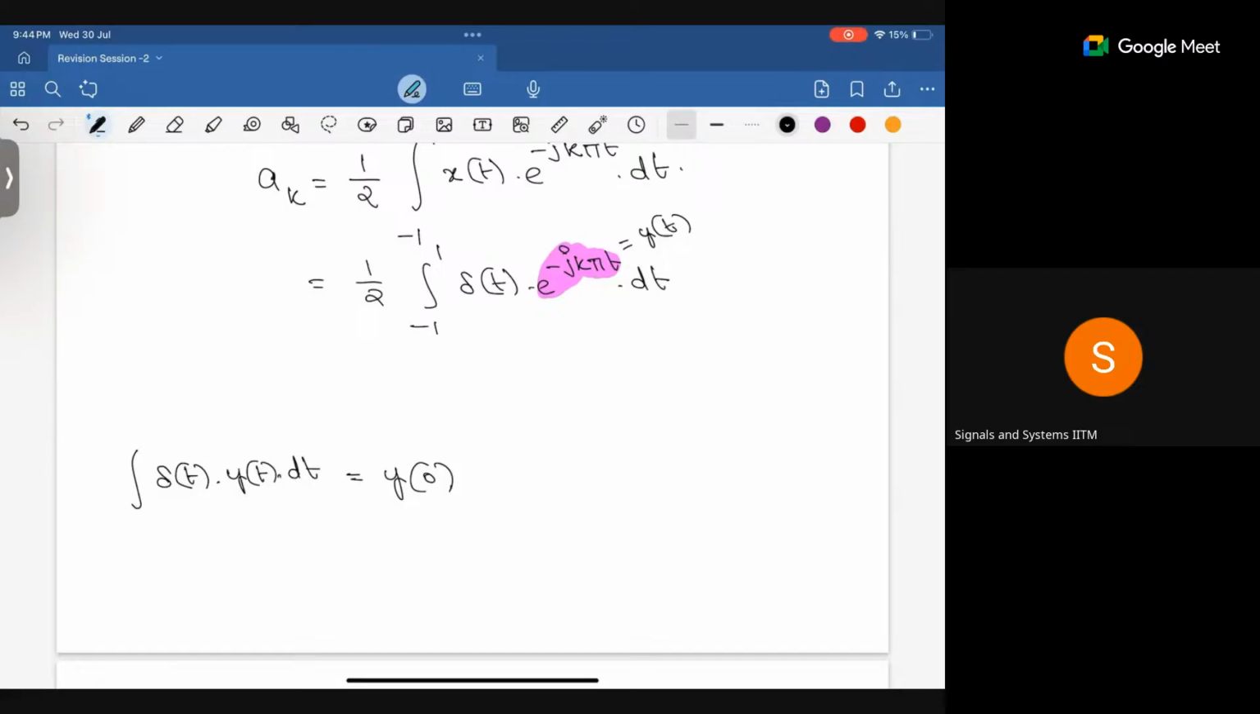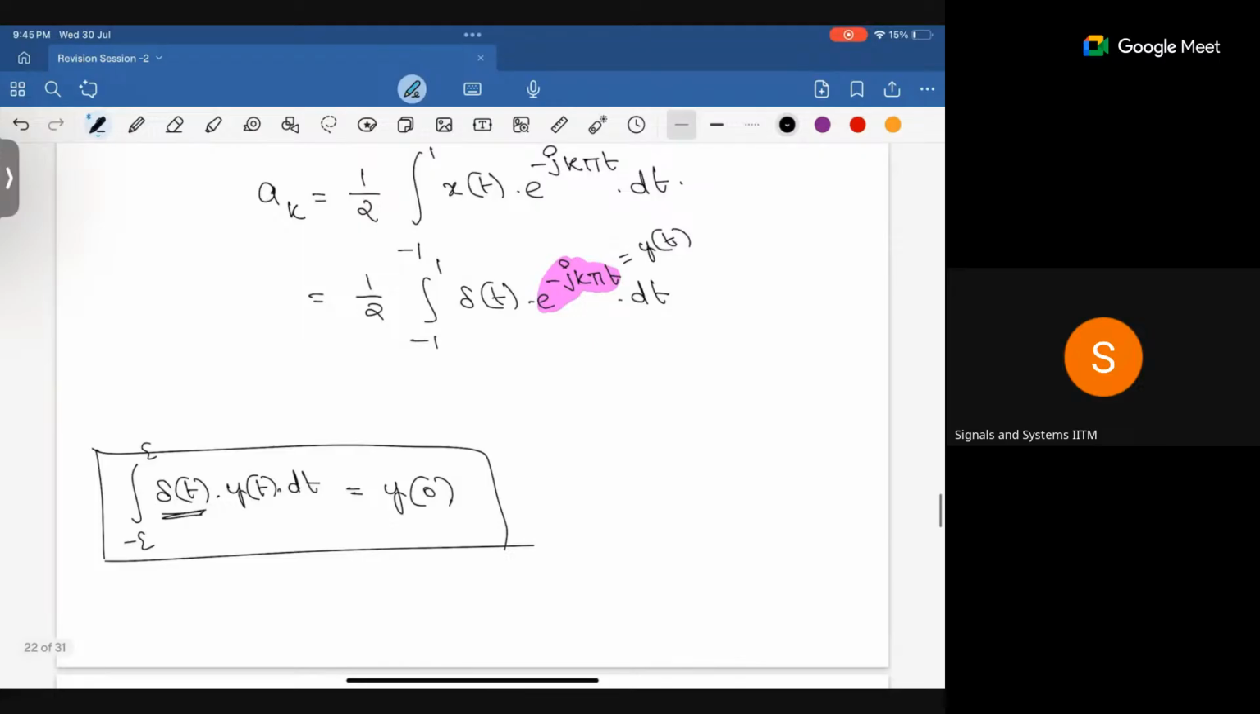If you remember correctly, we defined the actual way of defining the Dirac delta. You should recall all these things. So when I integrate the signal multiplied with the delta, that should be minus infinity to plus infinity, but you don't need minus infinity to plus infinity. When our impulse is at t equals 0, all you need is minus epsilon to epsilon. The delta should be within the limits. That's it. So this will be y(0).